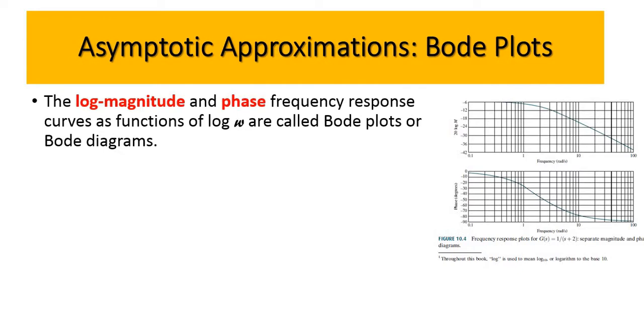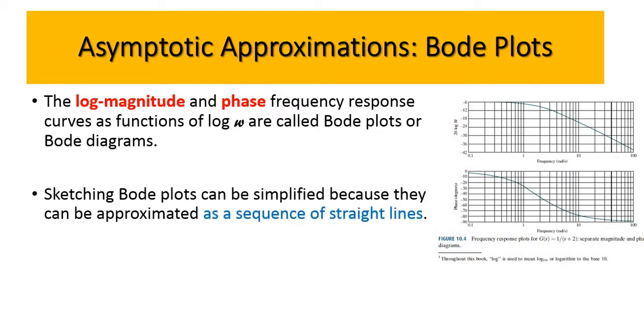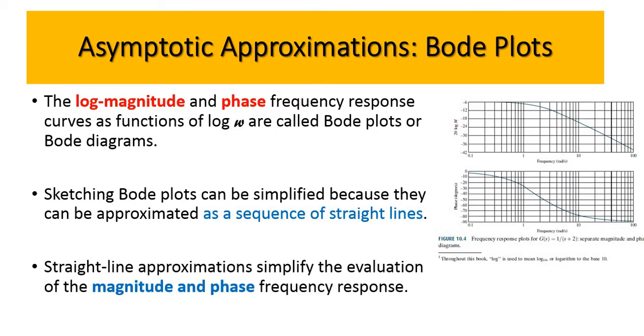The log magnitude and phase frequency response curve as a function of log omega are called a Bode plot or Bode diagram. Sketching a Bode plot can be simplified because it can be approximated as a sequence of straight lines, as you can see in this figure. Straight line approximation simplifies the evaluation of the magnitude and phase frequency response.